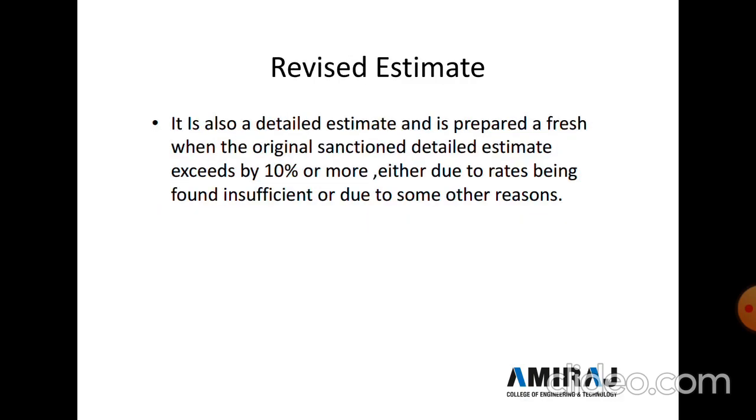Now the next type of estimate is a revised estimate. It is also a detailed estimate and is prepared afresh when the original sanctioned detailed estimate is exceeded by 10% or more, either due to the rates being found insufficient or due to some other reasons. It is always possible that in spite of all the precautions in the planning stage, it becomes clear during execution that the actual cost of the project will exceed the original estimate. Generally, a certain cushion of cost is available if the exceedance is higher.